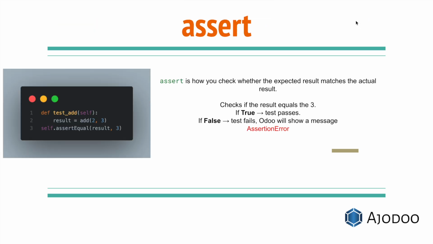Okay, now what is assert? Assert is how you check whether the expected result matches the actual result. So that we already talked about. Here you can see one function, def test_add, and I have assigned result equal to calling the add function and passing the parameters 2 and 3. Then I am calling self.assertEqual with result and 3. So it will check if the result equals 3. If true, the test passes, and if false, the test fails. Odoo will show an assertion error message.